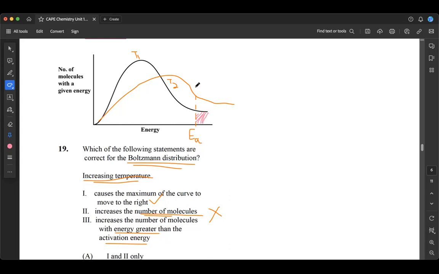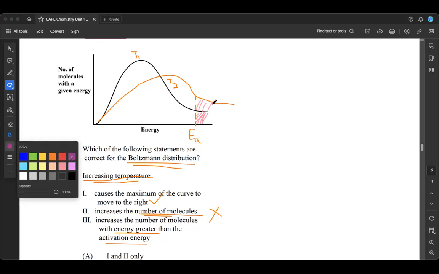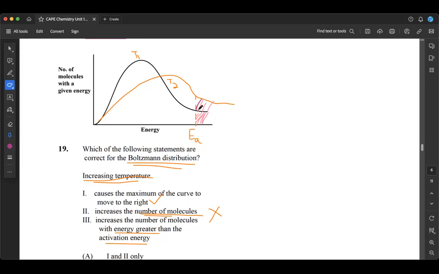But when I increase the temperature and the maxima shifted to the right, the area under the curve increased, right? So we had more molecules. I should have used a different color for that. So let's do that. So now we have these molecules, in addition to these that we had down here that now have the required activation energy, right? Because remember, the area under the curve, which is this, represents the number of molecules having that particular energy, okay?